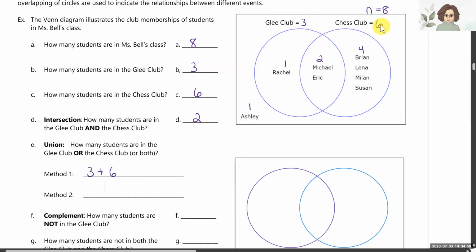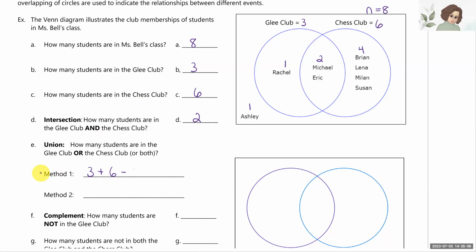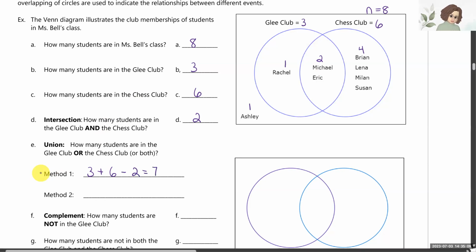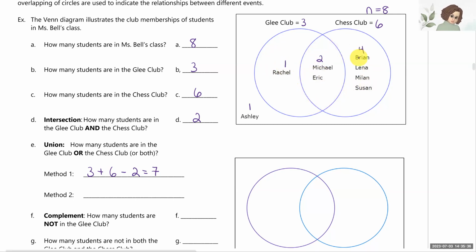So if I add those, it's fine as long as I remember to subtract this intersection, these 2 students. So that will drop us down to the correct answer of 7. So I took total Glee Club plus total chess club, and I made sure to subtract the 2 students that were counted in both groups. All right, there's another way to get the answer for union, combine the groups, and that's just to look inside the circle and take all the students that are in one club or the other or both. So I could have just added 1 plus 2 plus 4, and that is 7.